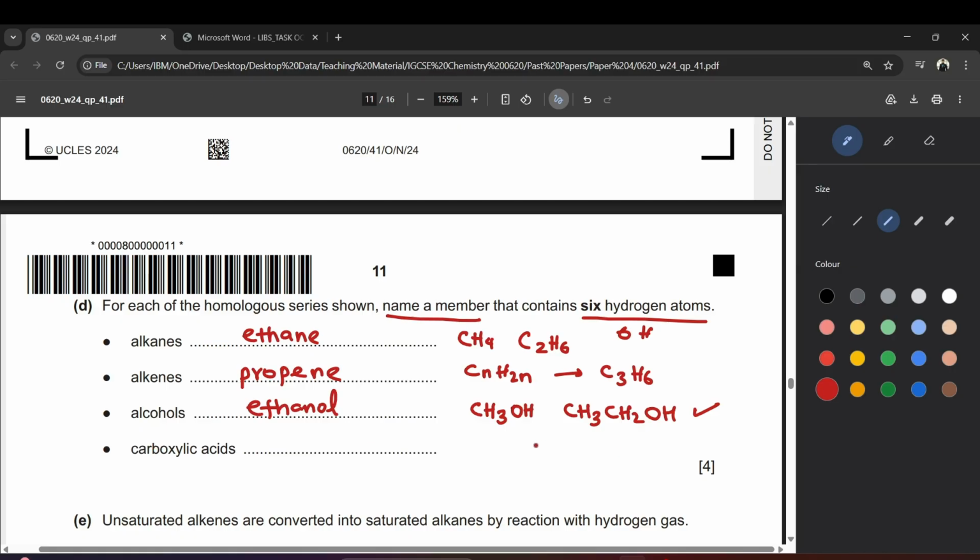Now, carboxylic acid. In carboxylic acid, again, the same thing goes. You can first start with methanoic acid. That would be HCOOH. Here you have only two hydrogen atoms. The second one will be ethanoic acid, which will be CH3COOH. So here you have four hydrogen atoms. We move to the next one, which is propanoic acid. That will be CH3CH2COOH. So here you can see we have 3 plus 2 plus 1, 6 hydrogen atoms. So therefore, this will be propanoic acid.